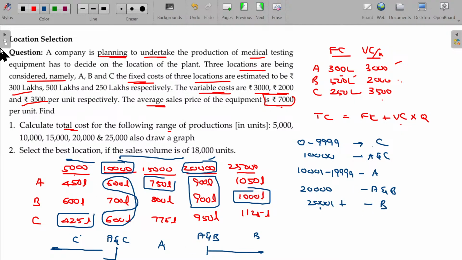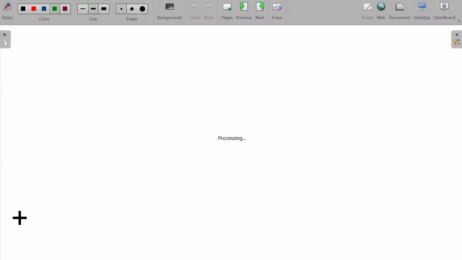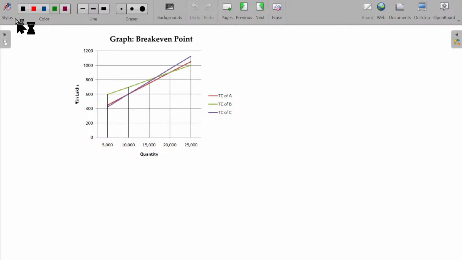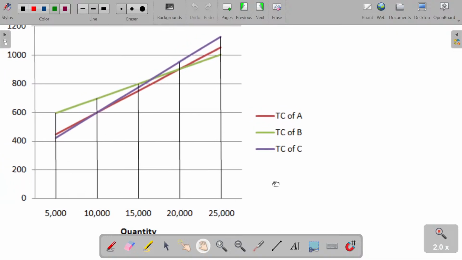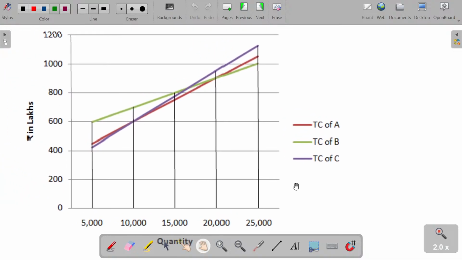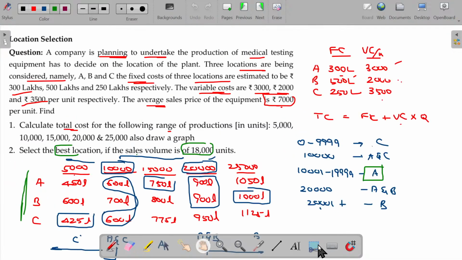Okay, now based on that, select here the best location if the sales volume expected being 18,000. Expected being 18,000 means you have to choose which location. A is a good location for you. Even you can draw this in a graph. So I have given the graph here. You can see this graph here. Okay, this is the graph. You can plot here.